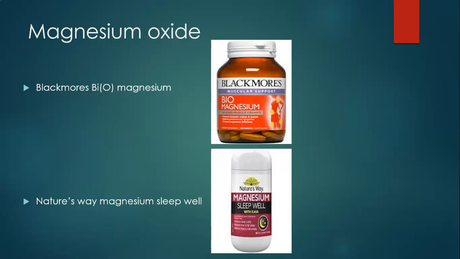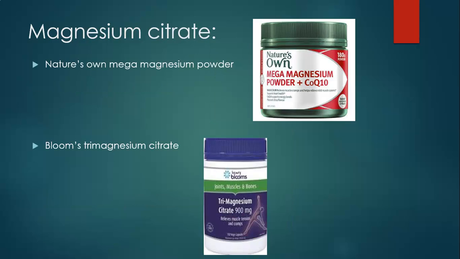Now we have the magnesium oxide. Remember, this is good for compliance as it's got a high percentage of magnesium per tablet. We have the Blackmores Bio-Magnesium. The Bio-Magnesium, remember this O, which is oxide, for Bio, the Blackmores. Also the Nature's Way Magnesium Sleep Well, that will also combine with other products like Kava for sleep. So the Magnesium Sleep Well and the Blackmores Bio-Magnesium are examples of the magnesium oxide.